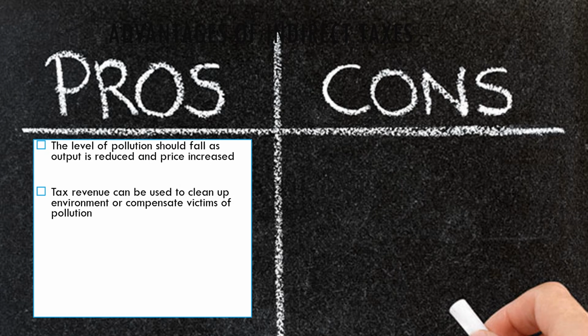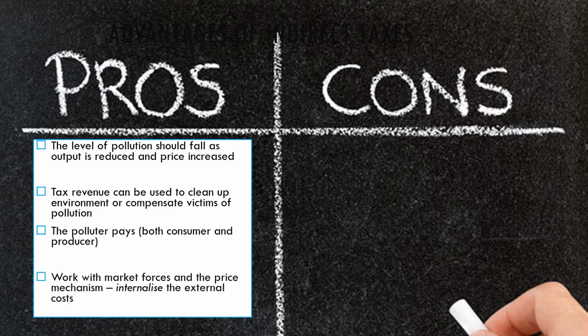So now we also have this idea that the government are earning tax and they could use that money to clean up the damage that's been done through the negative externality or maybe compensate the victims. It's good because the polluter, who is paying, the consumer or the producer, is paying for the damage that they're doing. And it works with market forces. We haven't had to take an extreme command economy approach and just ban something. You can still do it if you want, but effectively we raise the price and we let market forces as a result reduce the quantity that's being produced or consumed.